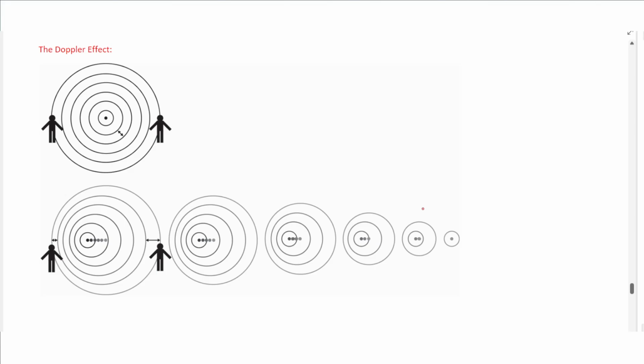Now we go to something called the Doppler effect. The Doppler effect is the apparent change in observed frequency. So the observed frequency could be larger or less than the frequency of the source. If the received frequency is less, that means that the object is moving away from the observer. If the observed frequency is greater than the frequency of the source, this means that the object is moving towards the observer.